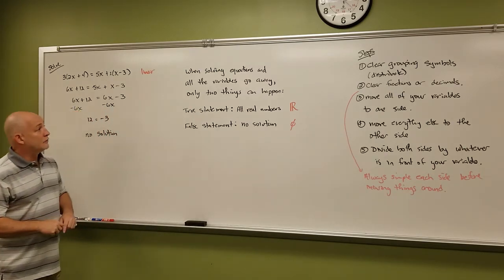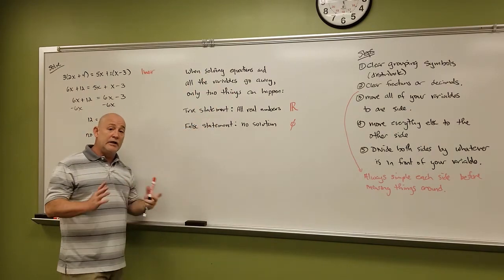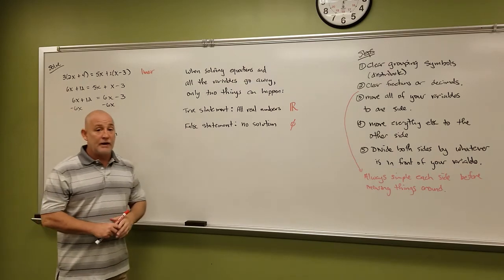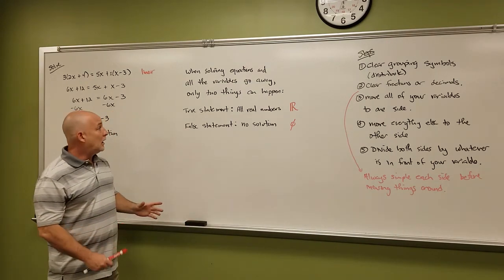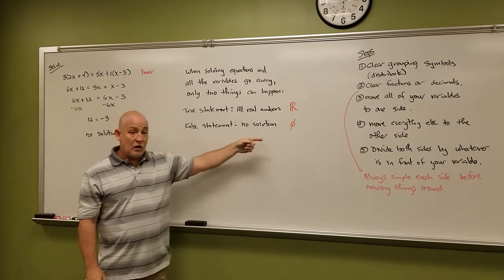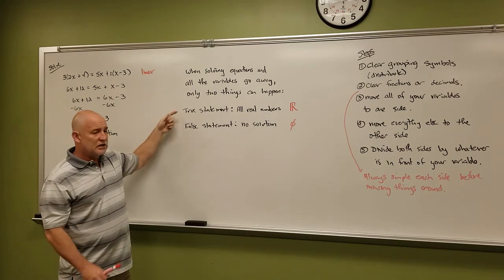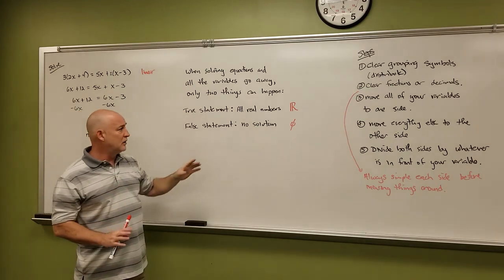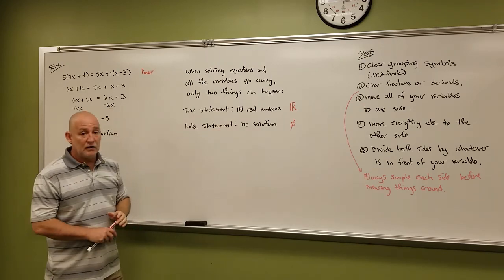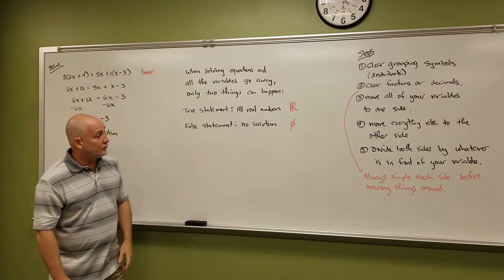All right, now here's the good news here. Notice this says when solving equations, not when solving linear equations. This is true for any type of equation you solve from now until the end of time. If all the variables go away and you get a false statement, the answer is always going to be no solution. However, if you do get a true statement, we do modify this a little bit in the future to fit the problems that we're talking about, but the idea is the same here, is you end up with an infinite number of solutions. In this case, it's all the real numbers.